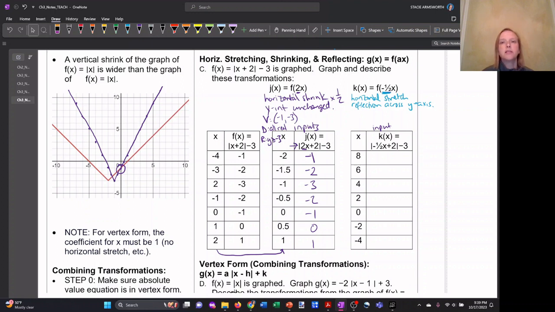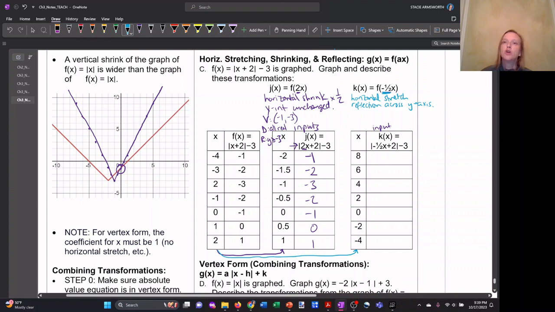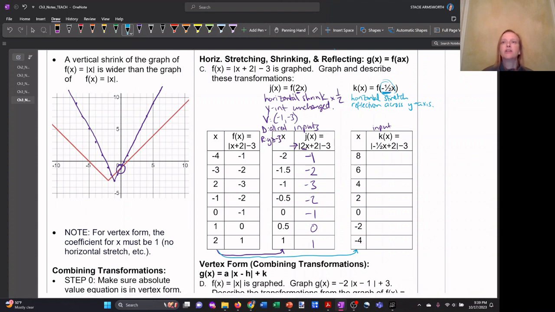So let's try some different input values and see what output values we get. Once again, I have carefully chosen my input values so that when I do this multiplication by -1/2, I get back to the original input value. In this case, for the first example, -4, so that my output will be -1.